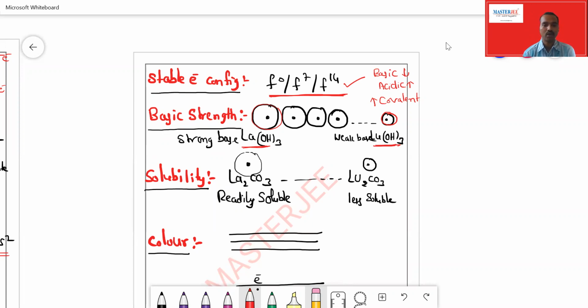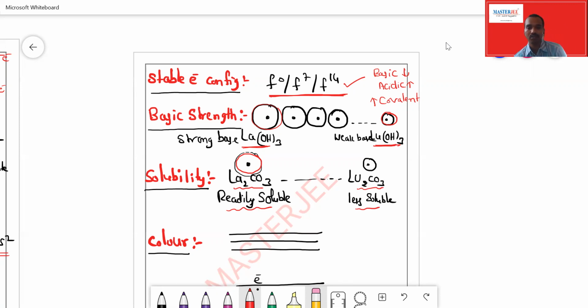Next, solubility. As the size of the atom decreases, the bond strength increases. So the one with large size is easily soluble, and its bonds are easily breakable. That's why lanthanum carbonate easily breaks its bonds due to the large distance between the nuclei, so it is readily soluble in nature. But lutetium carbonate won't dissolve because of its small size and strong intermolecular attraction forces. Here it is less soluble in nature.